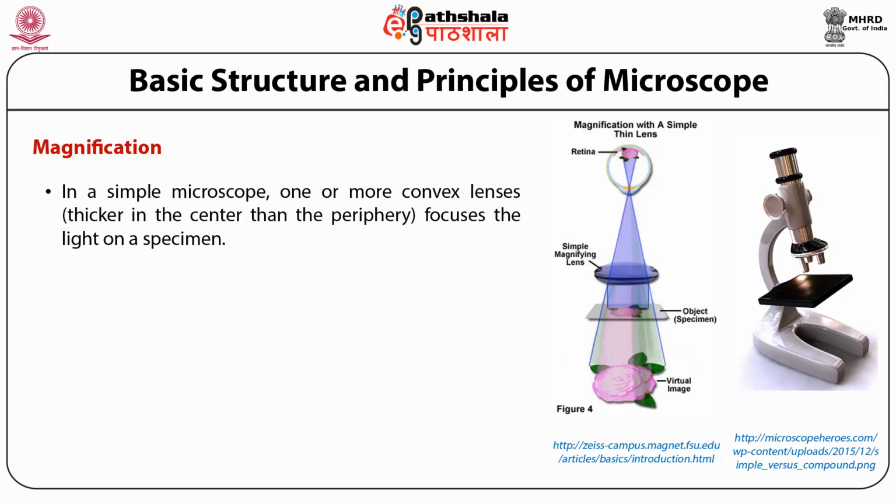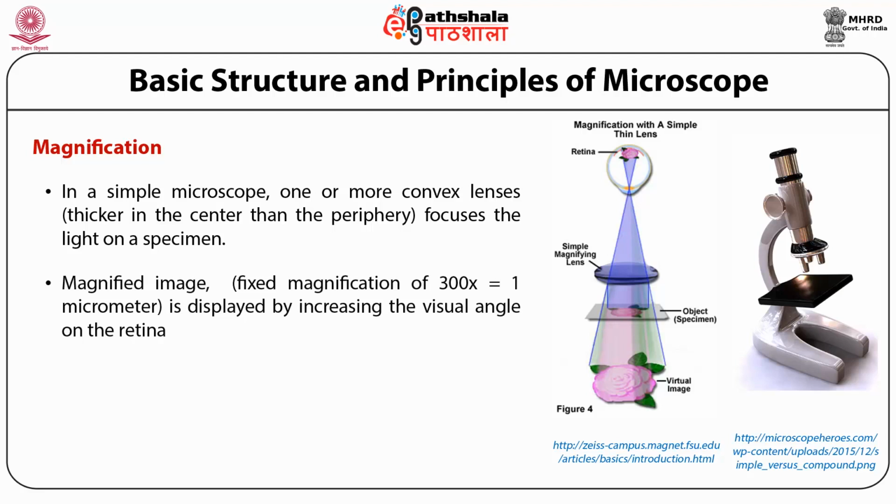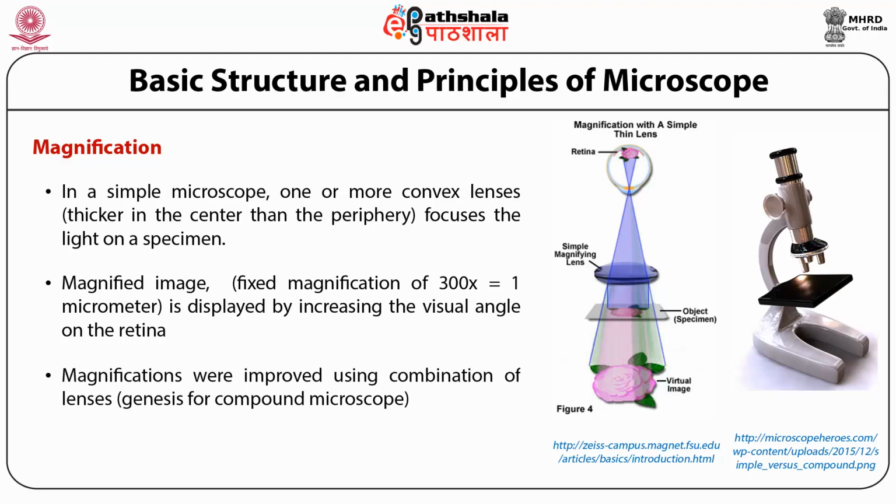As you can see on the extreme right, this is a depiction of one of the simplest microscopes that is available, and magnification via these simple microscopes is almost 300x. That means you can resolve a 1 micrometer small object. This magnification can be improved when we use a combination of lenses.